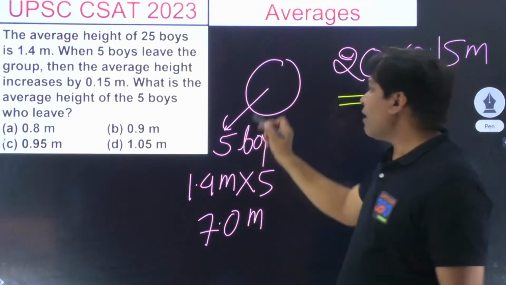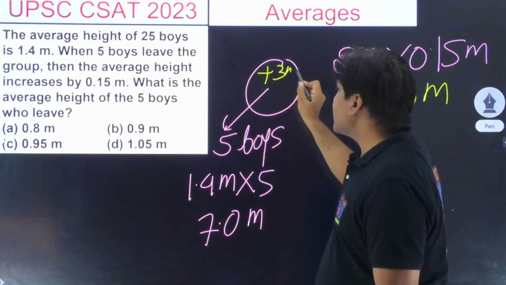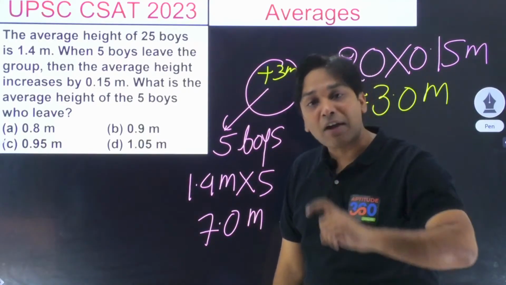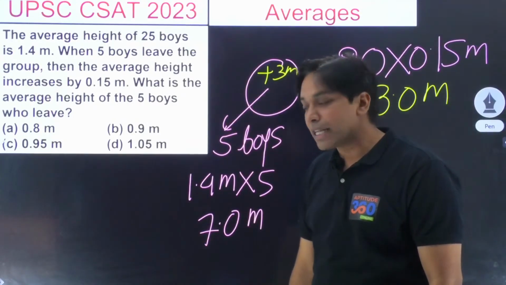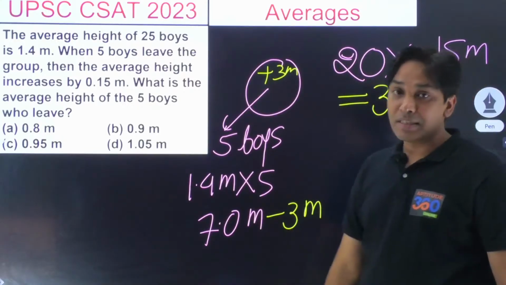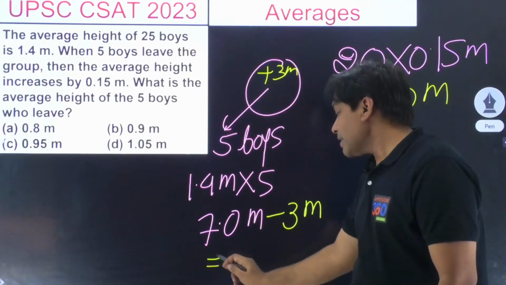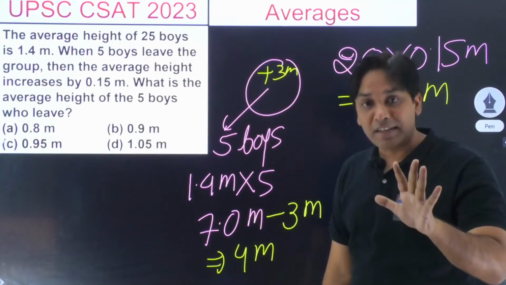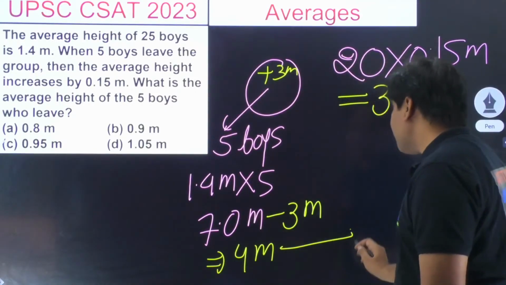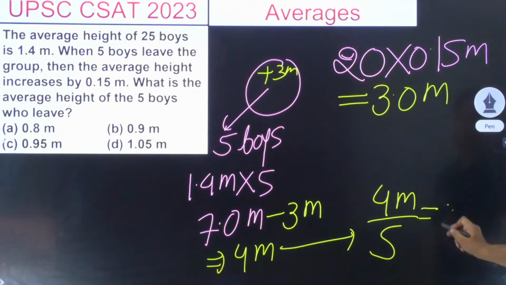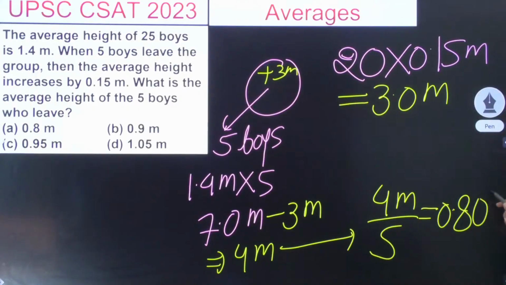If they are having a benefit of 3 meters, so these 5 persons who are going out of the group, they are having a loss of 3 meters. Do you understand this? So rather than taking 7 meters, they are taking out 7 minus 3, which is 4 meters. 4 meters for how many persons? 5 persons, right? And if this is the case, what is going to be the average? 4 meters divided by 5. This average is coming out as 0.8 meters.